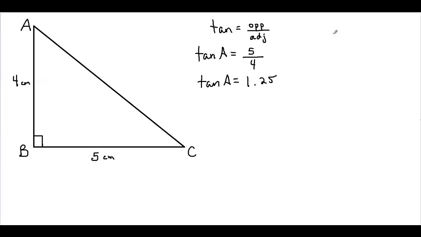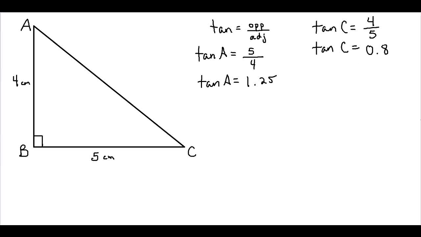Now we will determine the ratio for tan C. Tan C equals our opposite, which is 4, over our adjacent, which is 5. Therefore, tan C equals 0.8. So what this ratio states is that the side opposite C is 0.8 times the length of its adjacent side.